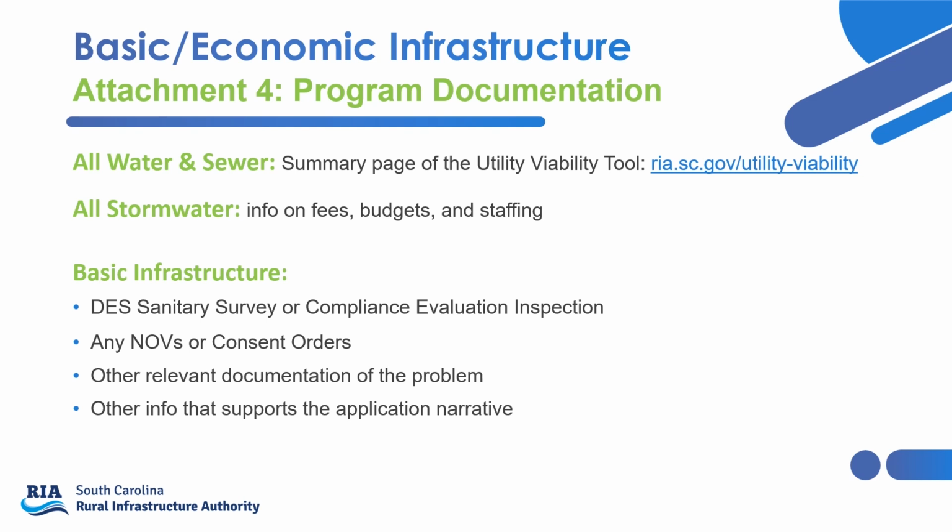For stormwater projects, applicants should provide information about current or planned stormwater fees, operating budgets, and any recent plans for staffing and maintaining improvements. For basic infrastructure projects, we also need regulatory compliance documentation and other relevant documentation of the frequency, quantity, and severity of the problem, such as test results, repair logs, customer complaints, or photos. Other information that may be relevant to your application narrative could include a capital improvement plan or recent rate increases.